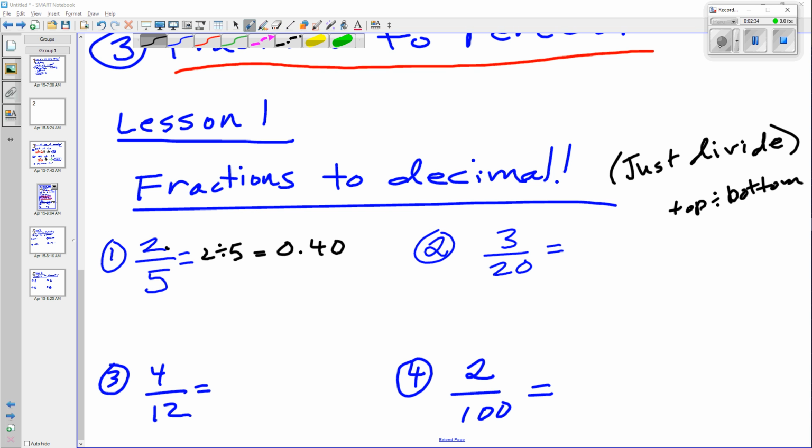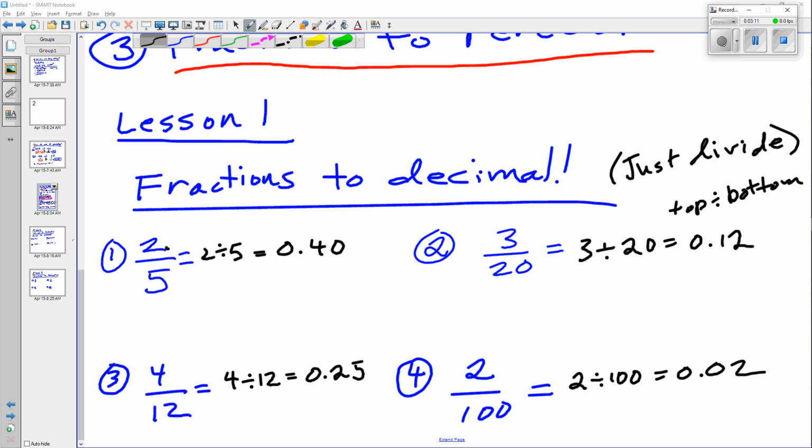Now what I want you to do is try number 2 and pause the video. And I'll do the question then. So now 3 over 20 is the same as 3 divided by 20, which is 0.12. Try the next one, number 3. So that's 4 divided by 12, which equals 0.25. And now try 2 divided by 100. What do you get? Pause the video. So that really means 2 divided by 100, which equals 0.02. And we're done.